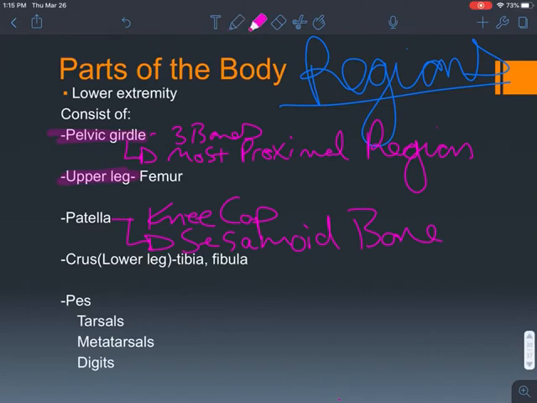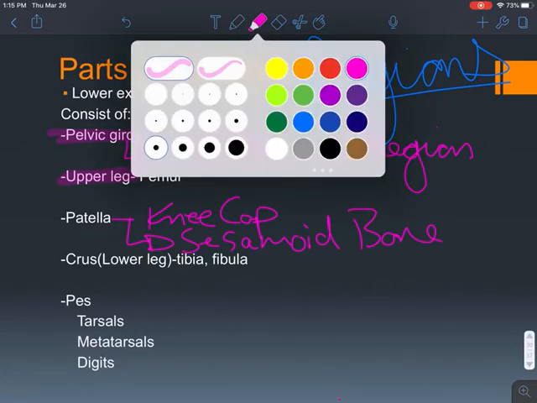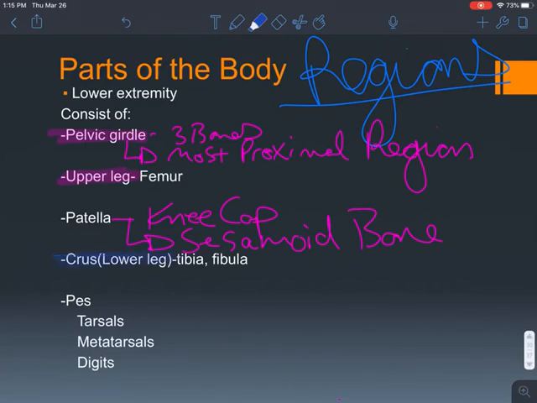And then you have your crus, which is your lower leg, consisting of your tibia and fibula. So your tibia is medial and your fibula is lateral. All right. So lower extremity, you have your pelvic girdle, and then your upper leg, and then your patella, and then your crus, which is made up of your tibia and fibula. And then you have your foot, and your foot is called your pes. So your upper and lower extremities are set up the same, same as with your hand and your foot, your manus and your pes.